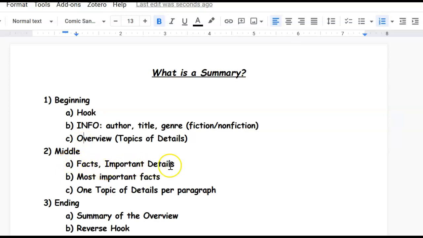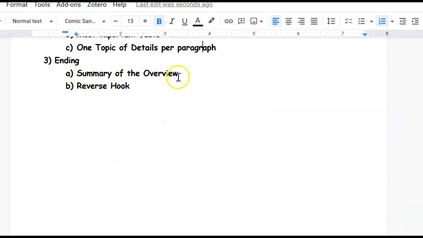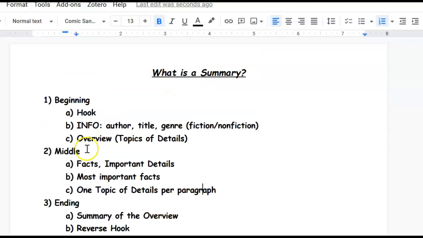The middle gives the facts and important details. At the beginning, it's just going to give the basic facts that we found. As we get more in depth, we will have one paragraph per each detail. Then at the end, it gives the summary of the overview. That's what are the three things we're talking about? Or sometimes it just gives us a summary of this: we talked about some really cool facts about the koala bear. He's really an interesting bear.